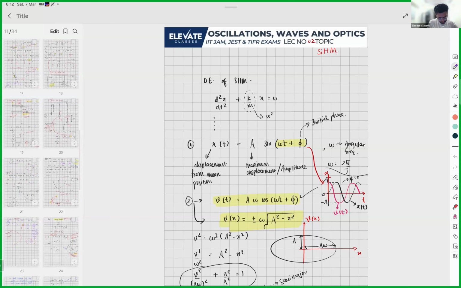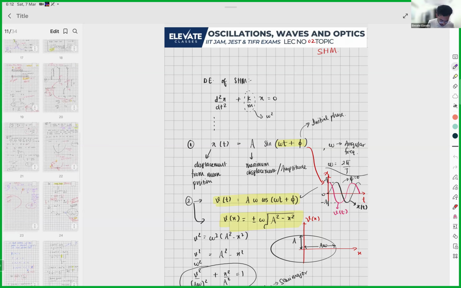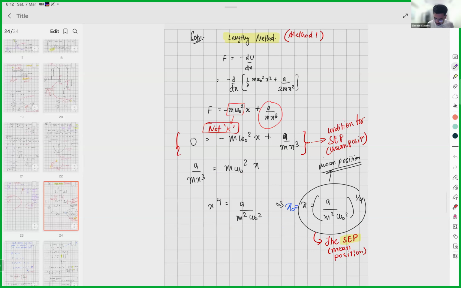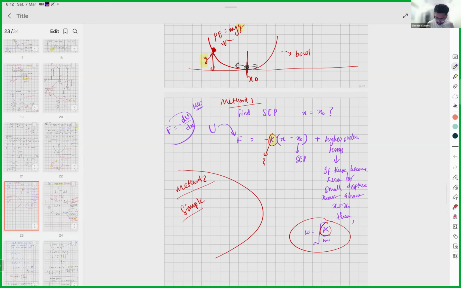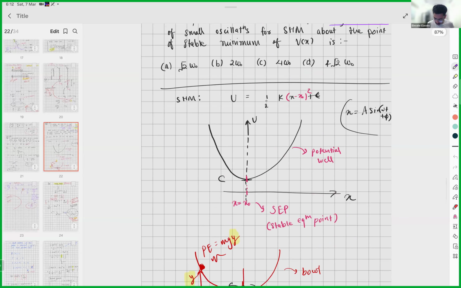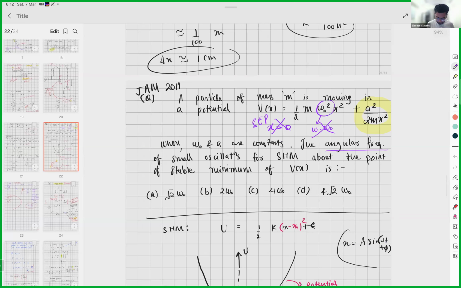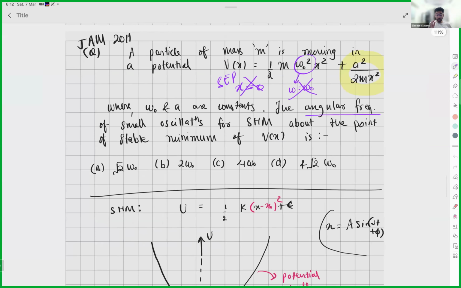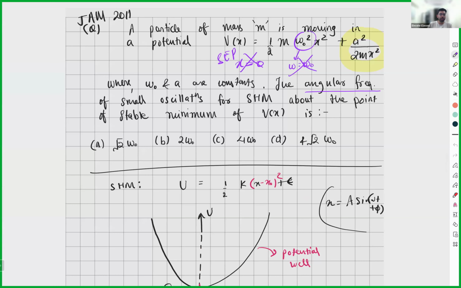So one student is saying that please revise the last question. So let us see. What was the question? This is the question. I have just uploaded the first method to solve it, which is a very lengthy method. So obviously that won't be very much suggestible in your examination. But there can be some case where you can use only that method.